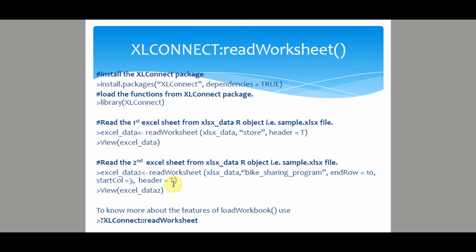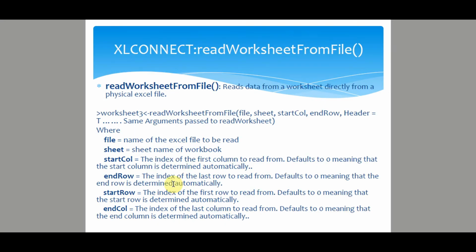Now our next function is to read the worksheet directly from a file without loading the data via loadWorkbook. readWorksheetFromFile reads the data from a worksheet directly from a physical Excel file. Parameters of readWorksheetFromFile include: first is the Excel file name, then second is the sheet name of the workbook, then start column and rows, columns. The rest of the arguments are the same as readWorksheet.